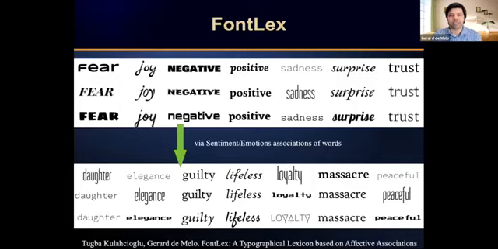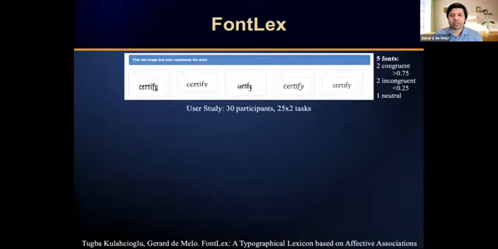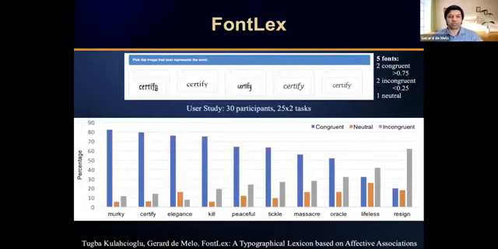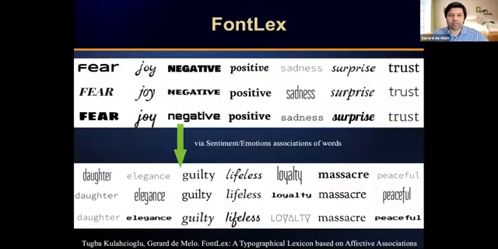So you can see here some examples. For a word like peaceful, you get something quite serene again. For a word like daughter as well, for guilty, you get a more serious kind of font. And so this was a nice resource called Fontlex. And we also evaluated it in a user study, basically got reasonable, quite good results. But one thing that bothered us a bit was looking at the examples.